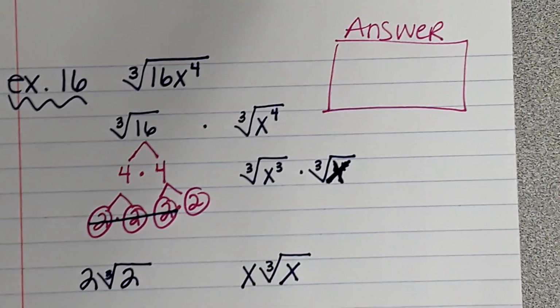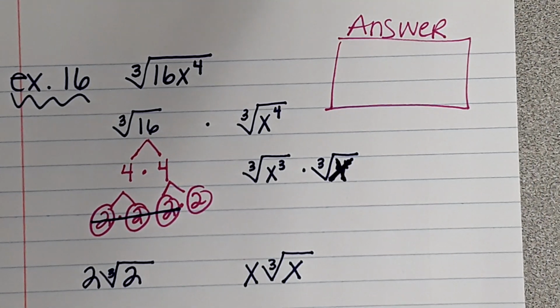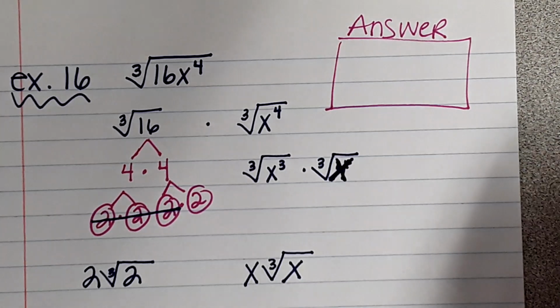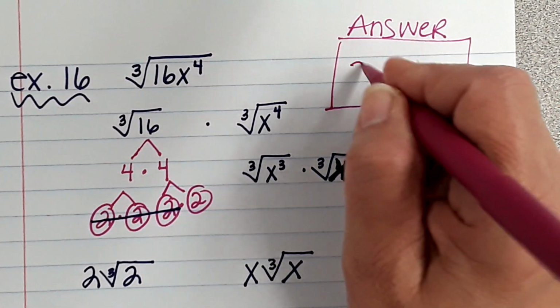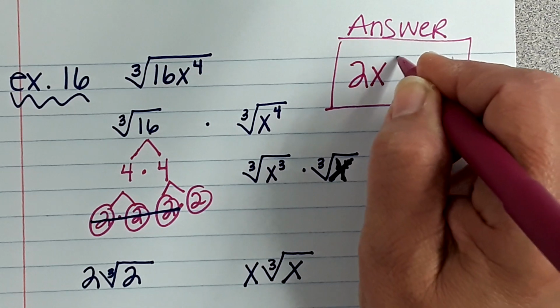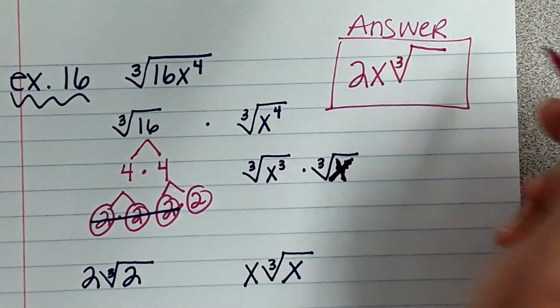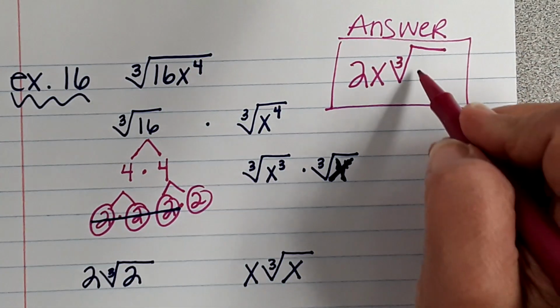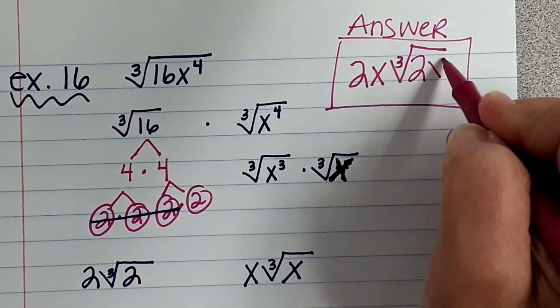Okay, what is left on the outside? So what's on the outside of this problem? 2 and x. What's left on the inside? 2x. That's my answer.